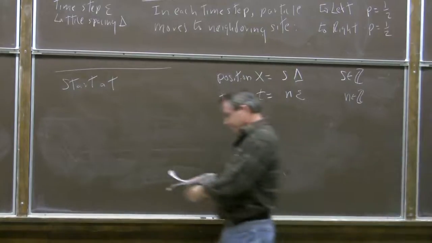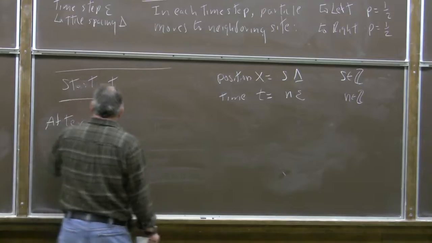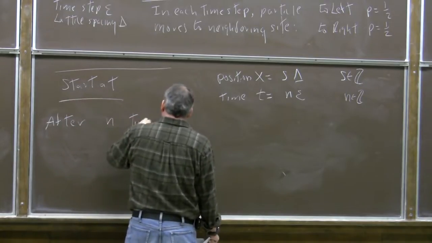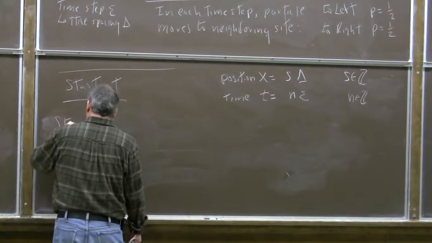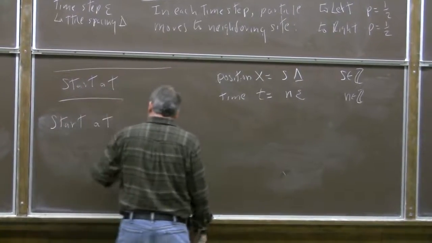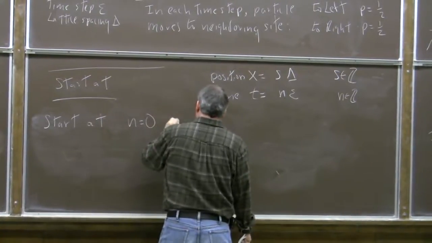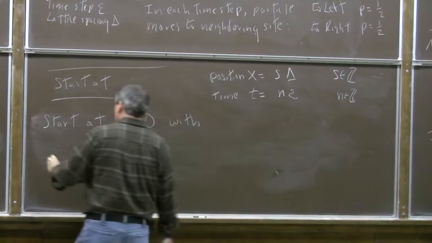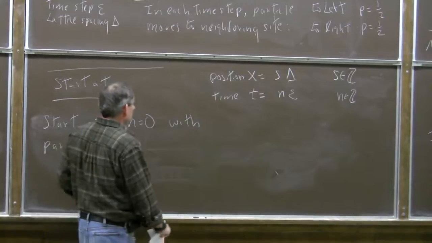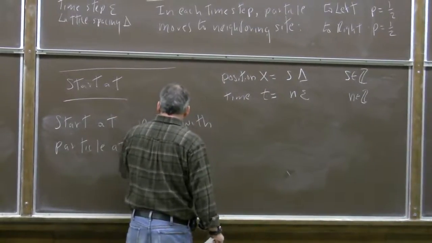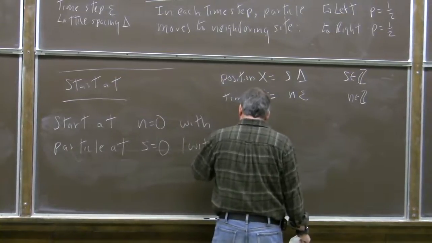So after n time steps, well, let me say it. Suppose we start at time 0, or n equals 0, with a particle at s equals 0 at the origin. And that's true with probability 1.